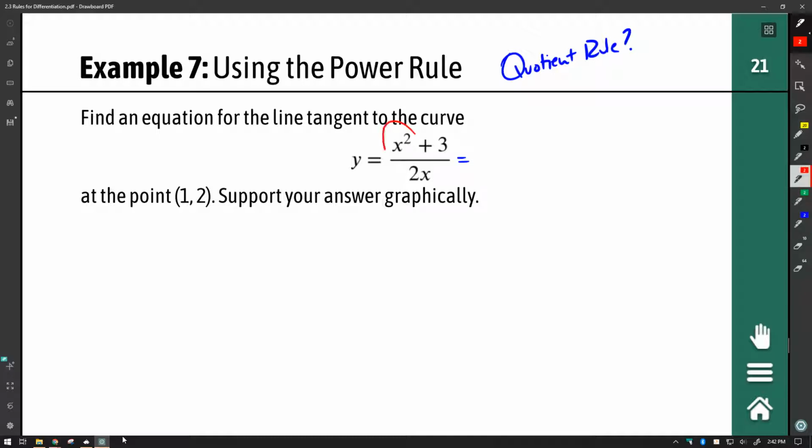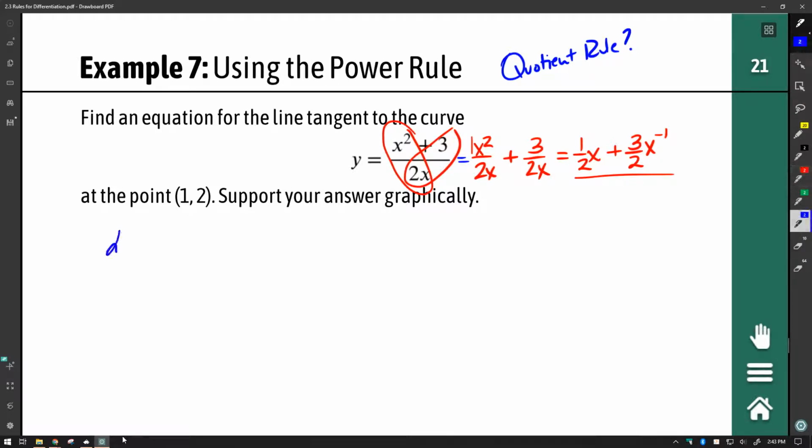I like to look at this as x squared over 2x plus 3 over 2x. And that's going to simplify again. X squared over 2x is the same as 1/2 x, because we have a 1 coefficient over a 2 coefficient, and x squared over x. Then plus 3 over 2x, that's the same as 3/2 x to the power of negative 1. And so now here we are with a monomial plus another monomial, and we can use the power rule.